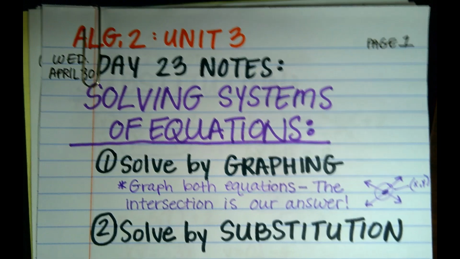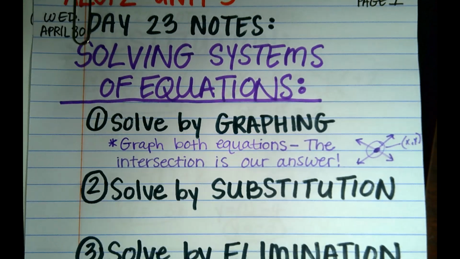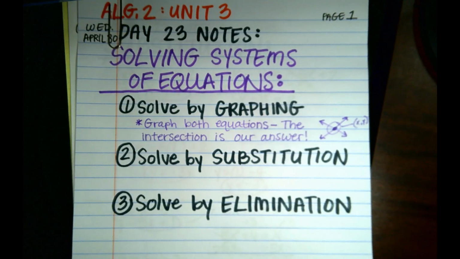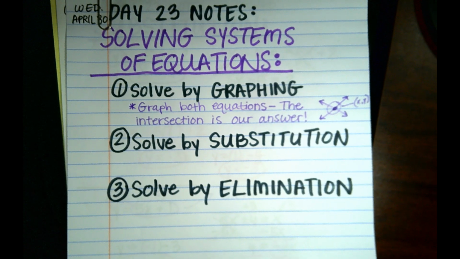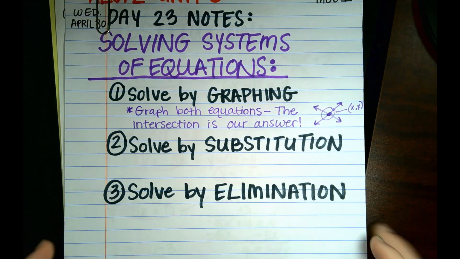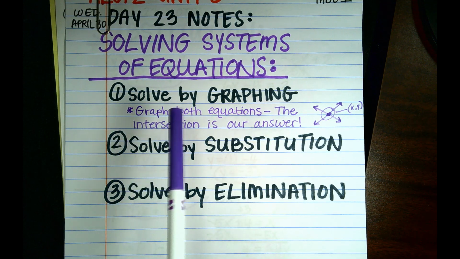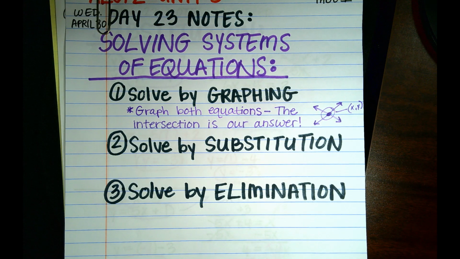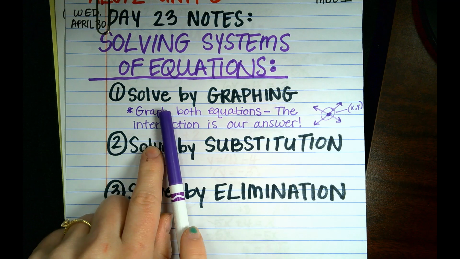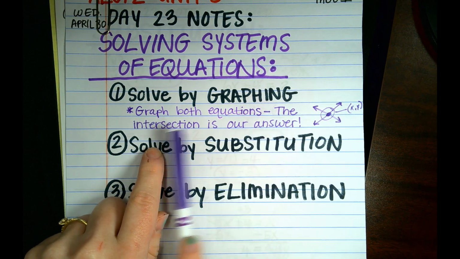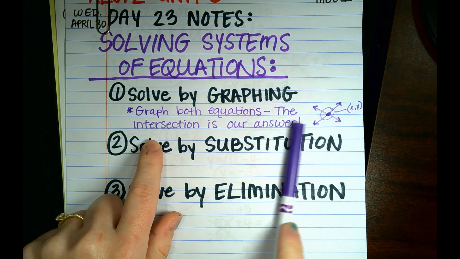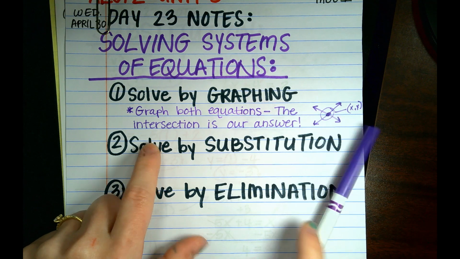So if you don't have yesterday's notes, basically what we did, I'll give everybody a minute to write this down. We made a list of the 3 methods. This is from yesterday. For solving systems of equations. The first method was to solve by graphing. So we wrote a little description of that where we just graph both of the equations, and then the intersection gives us our answer. It's just the point where the lines are crossing.